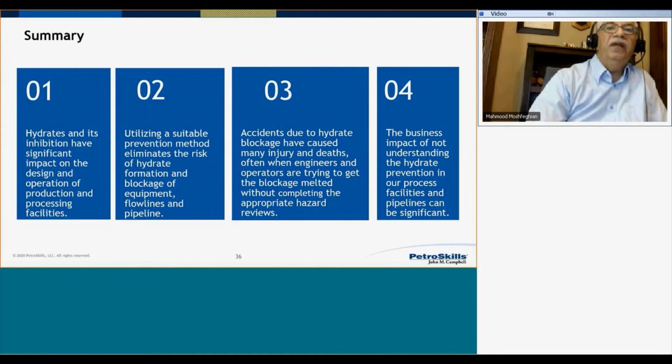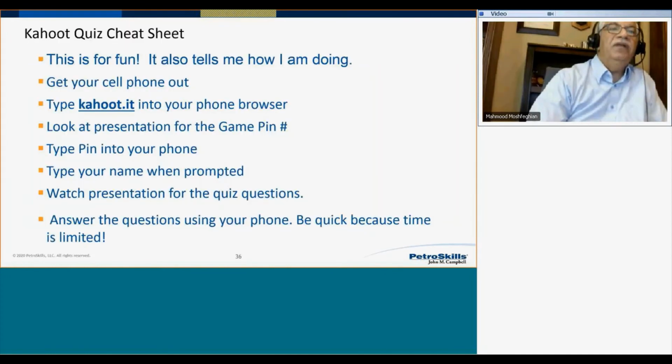I hope this high-level overview gives you a better understanding of hydrate and hydrate inhibition and what options we have for prevention. Our G4 courses cover in detail how to deal with hydrate formation and prevention as well. If you are interested and have not taken G4 yet, that's a good course to take.